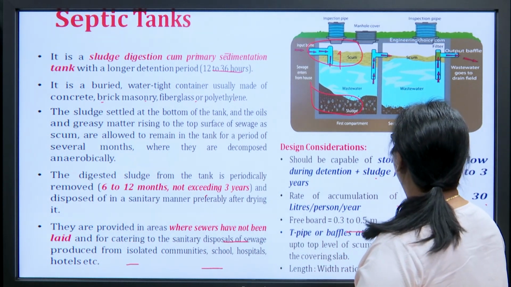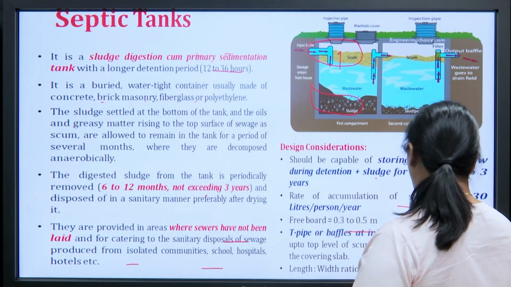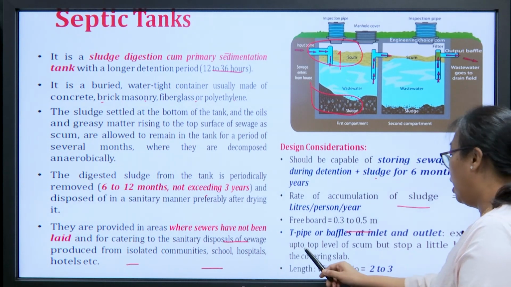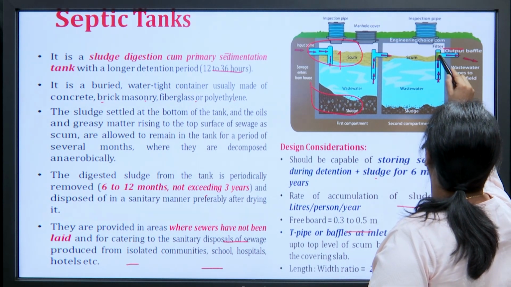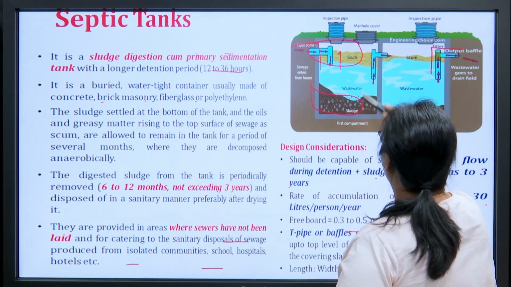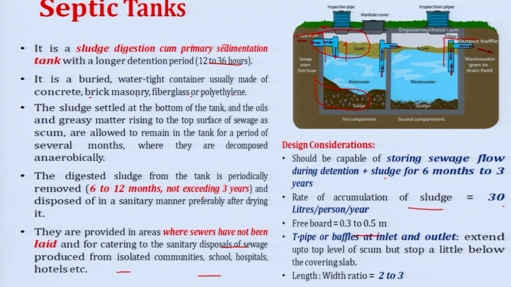And at the same time, a very important thing here is the T pipe or the baffles at the inlet and the outlet. Okay? तो आपके inlet और outlet में एक baffles देते हैं. They extend up to top level of scum but stop a little below the covering slab. So ये वाला जो है, ये वाला baffle और ये वाला baffle, तो ये क्या है, आपको स्कम के टॉप लेवल तक यहाँ पे एक्सटेंड करते हैं, अ लिटिल यहाँ से स्कम से नीचे करते हैं और यहाँ पे थोड़ा स्पेस रखते हैं. This is a very important design consideration for septic tanks. लेंथ टू विड्थ रेशियो जनरली रखते हैं 2 to 3. ओके, सो दिस इज सेप्टिक टैंक.